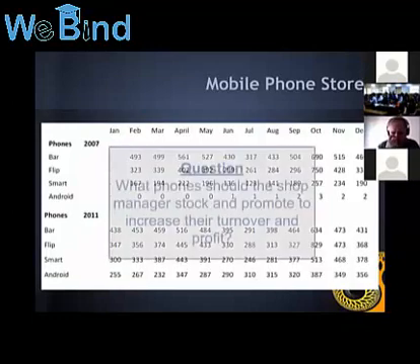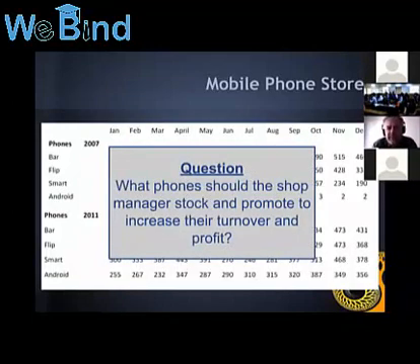So the question that we're going to ask today is very simple. By doing a little bit of analysis based on those 5 questions I've introduced to you, what phones should the shop manager stock and promote to increase their turnover and profit? So obviously he's selling phones, and he has a range of phones from, you can see, bar phones all the way to Android. Back in those days, Android was just starting.